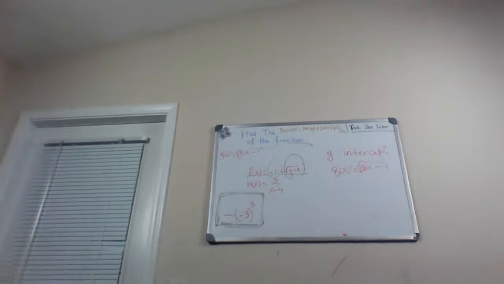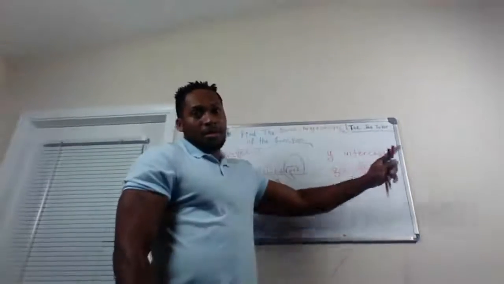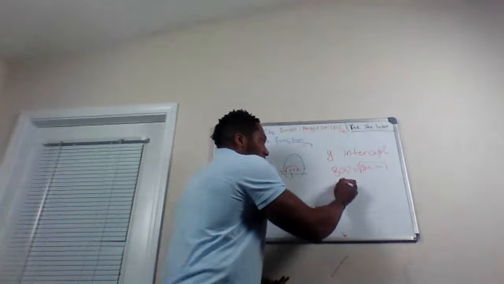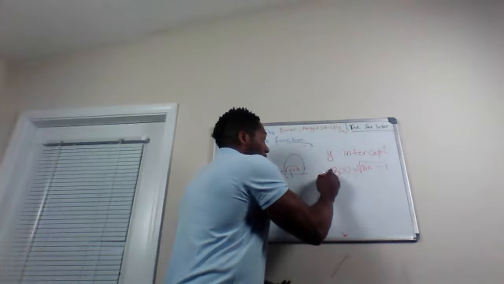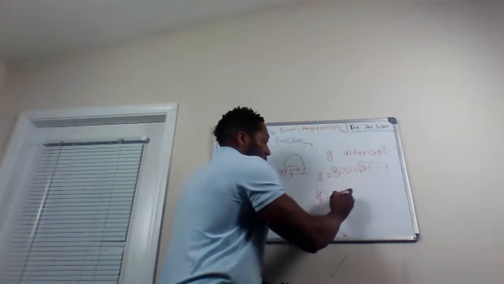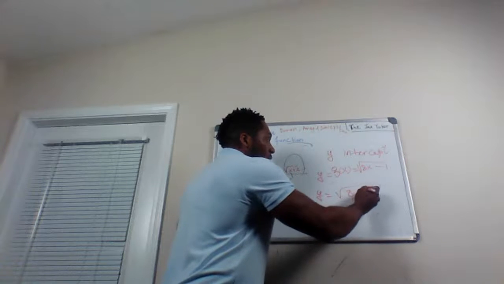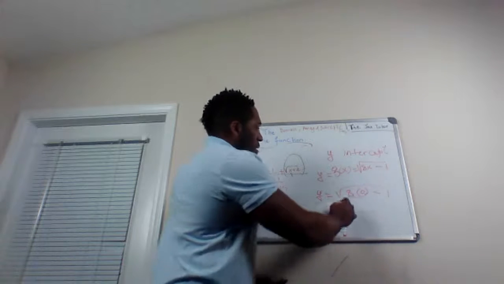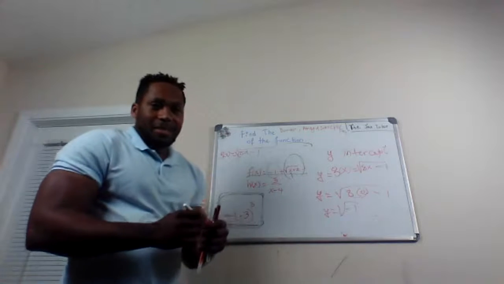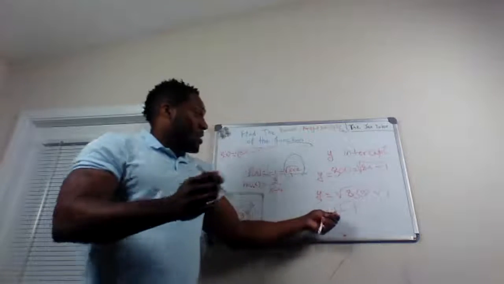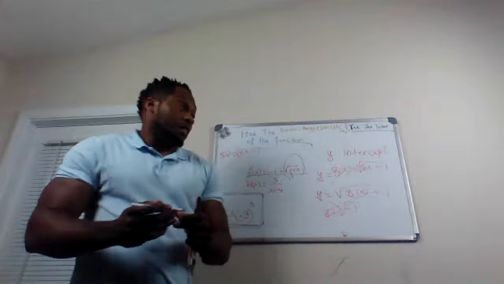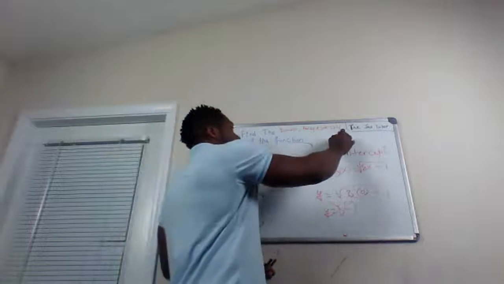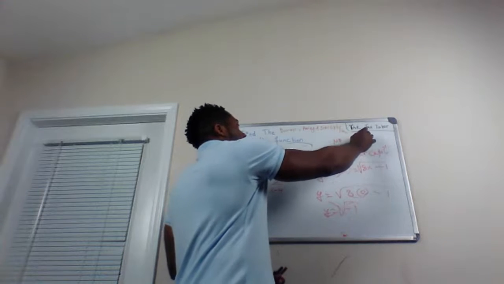All right, so if I'm finding the y-intercept, I'm going to set x equal to 0. The same thing I said earlier: for the y-intercept, x is equal to 0. So that means y is equal to 8 times 0 minus 1. Y is equal to 8 times 0, which is 0, so the square root of negative 1. Now, what does that tell you? The square root of negative 1 doesn't exist. So that means the function doesn't cross the y-axis. So that means there's no y-intercept.